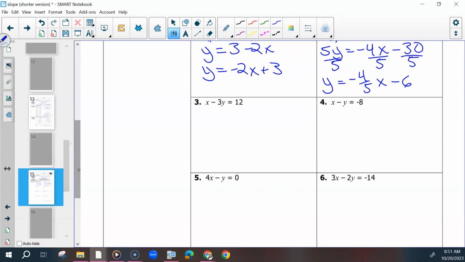Number 3, what is our first step in that one? Minus x. So again, I'm going to rearrange. So negative 3y equals negative x plus 12. And then I want to divide by negative 3, so all your signs are going to change. What would your new equation be?